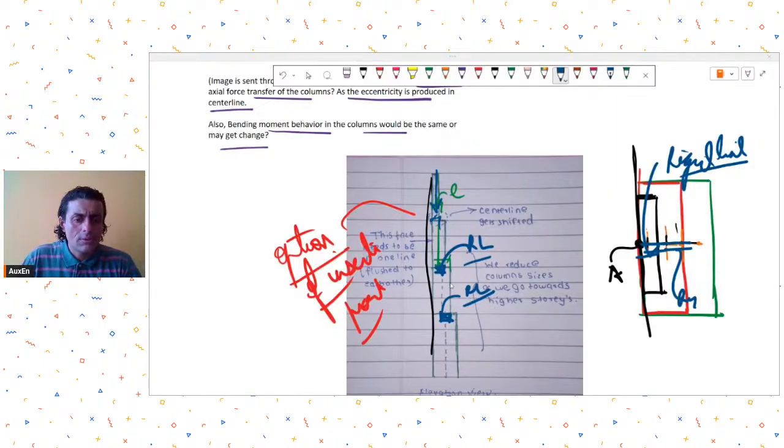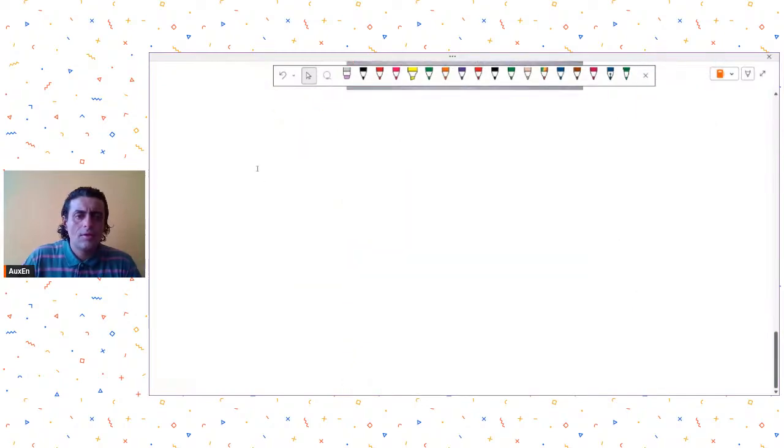Good. The next question is from Engineer Manish Kumar Pandey. He's a working professional from Ranchi, and he's saying, please explain clause 13.4.6.7 of ACI 318-25. What explanation do you need?